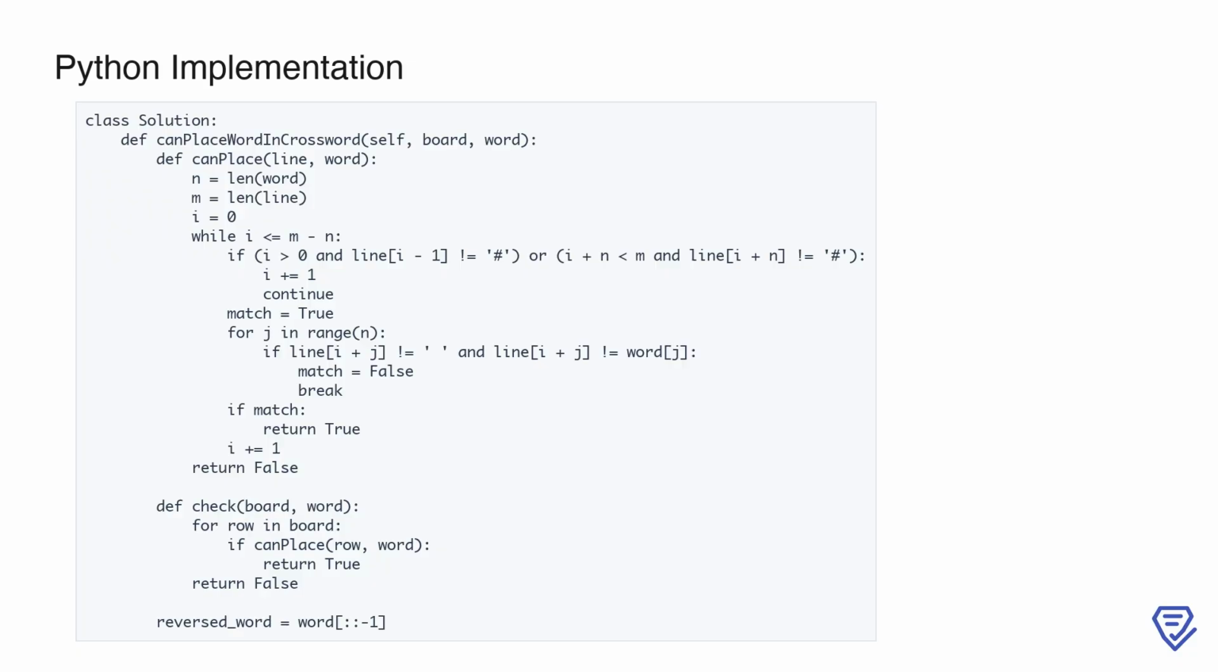Next, we define another helper function called check, which iterates through each row of the board and uses canPlace to determine if the word can fit in any of the rows. If it finds a valid placement, it returns true. Lastly, we create a reversed version of the word using slicing, as this will be useful for checking placements in both original and reversed orientations.